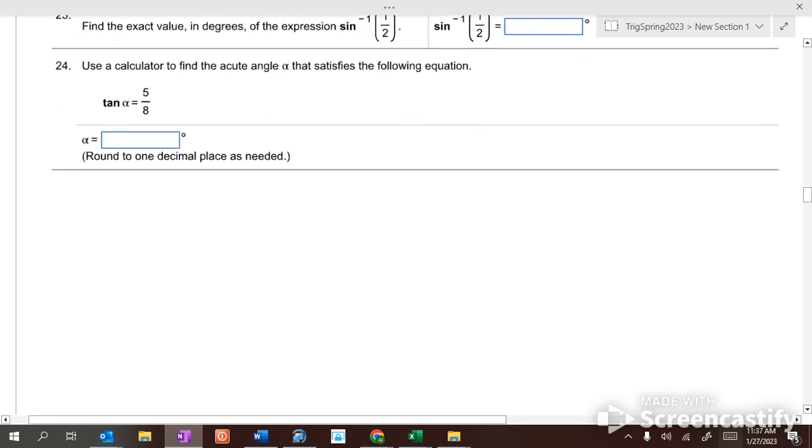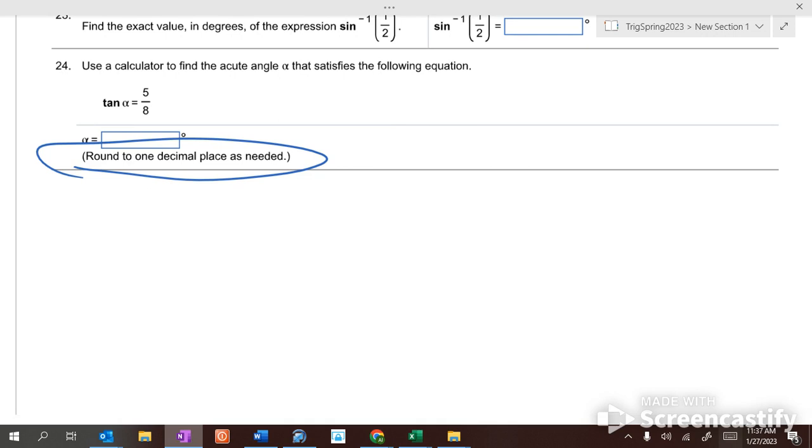Once you get to 24, then it's round to one decimal place, using your calculator to find the tangent of 5/8. So you go inverse tangent or second tan of 5 divided by 8. And what do you get? 32.0. Okay, 32.0.